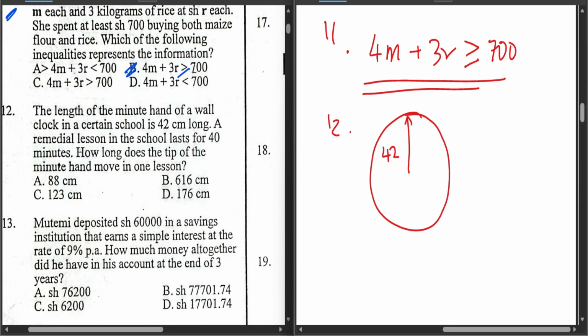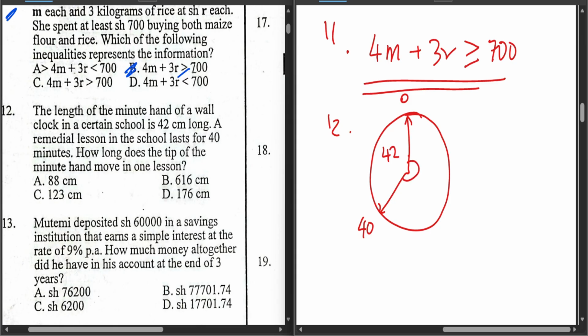A remedial lesson in the school lasts for 40 minutes. So it usually takes 40 minutes. A whole remedial lesson, that is if you start at 0 minutes here, then 40 minutes is supposed to be around here. So the whole thing is 40 minutes. Is it correct? Yep, it's 40 minutes. So till here is 40 minutes. Now we need to find the degrees.